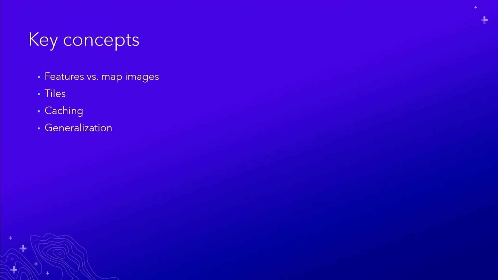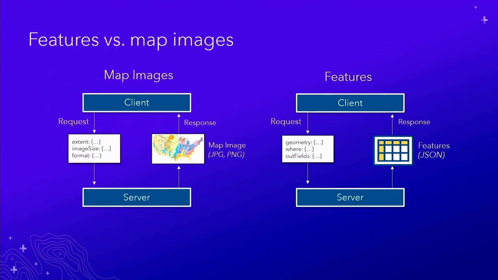We'll talk about tiles and caching, which are very closely related. Pre-caching data can be an effective way of getting great performance, but as always, it typically comes with certain trade-offs. And then various types of generalization. We can have very, very fine-grained, very detailed data, and generalization is a way of using just the right amount of detail at a certain scale level in order to accomplish what you need. So let's take a look at those concepts in a little bit more detail.